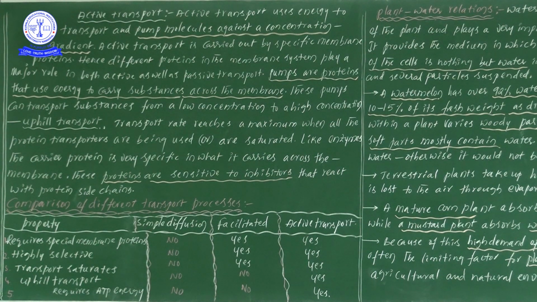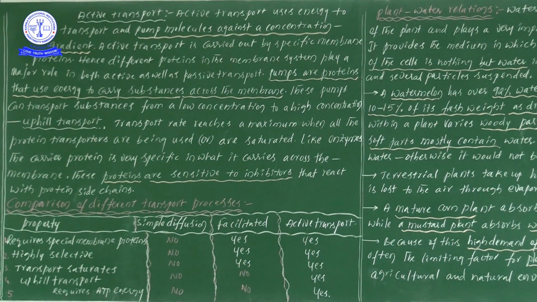Now, there are different proteins on the membrane. Carrier proteins are there, right? These carrier proteins work specifically, and all the time transport only one kind of substance, or only one kind of molecule, or only one kind of ion.